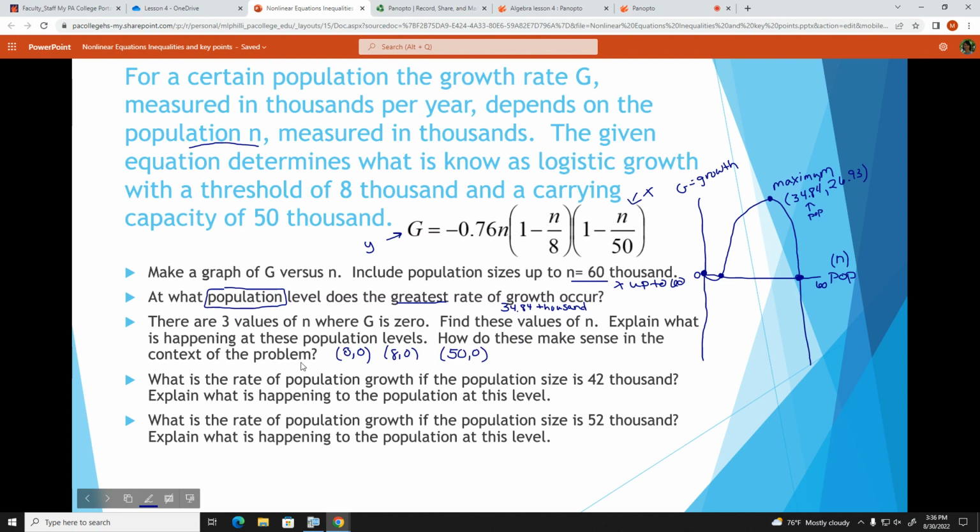So it told me there are 3, and I found those values of n. Those values of n are 0, 8, and 50. Explain what is happening at these population levels. Well, the growth of the population is 0. So growth is 0. It's not shrinking or growing.